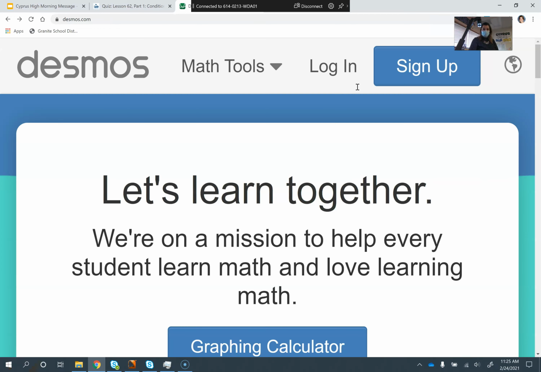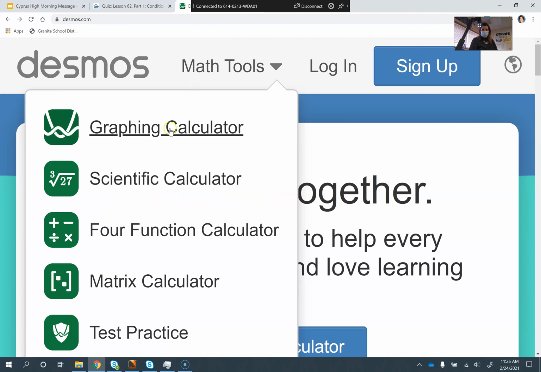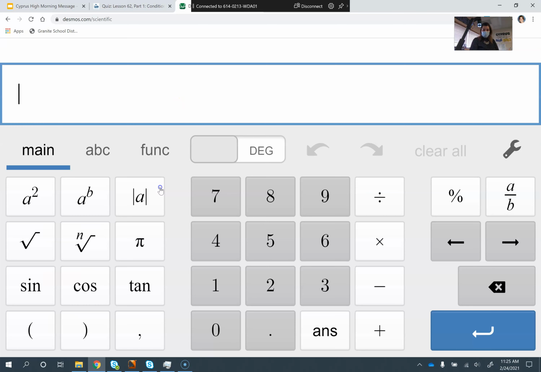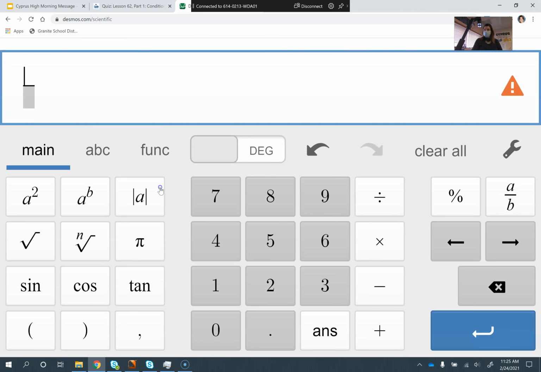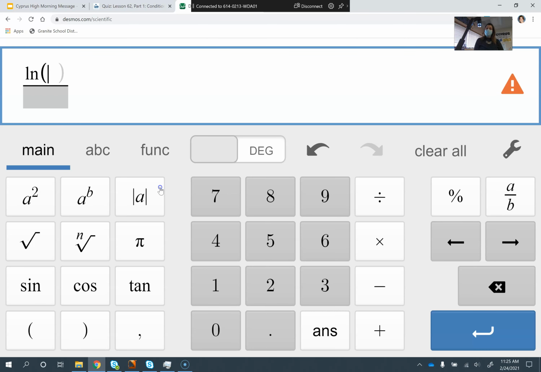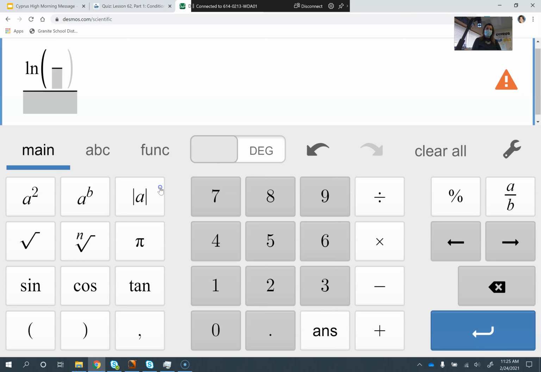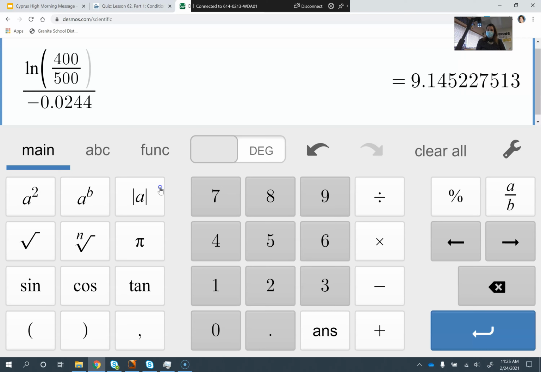So backslash. Natural log, do a parenthesis, and hit your backslash again. 400 over 500, arrow down, negative 0.0244, and I'm getting 9.1.